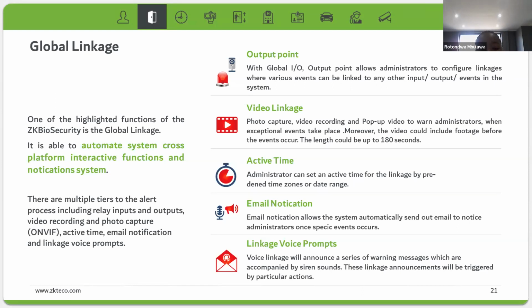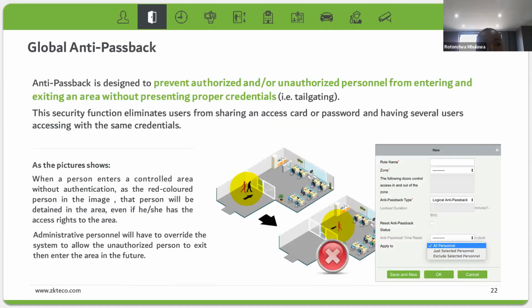You can also link the linkage with the photos or the camera, where, for example, if you open a door, if it's a normal verification, then a camera should take a picture or a video. So that is how global linkage works. Okay, so let's move on.